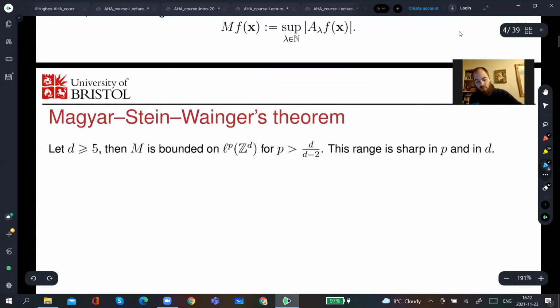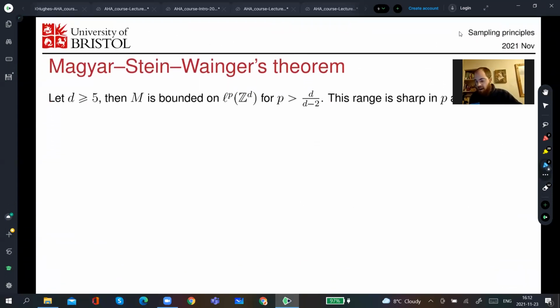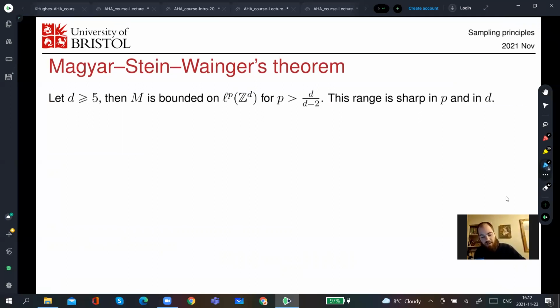Okay, we've been doing this for a while lately, so I'm not going to dwell on it. And the main theorem we want to prove is that as soon as you have 5 or more variables, this maximal function, studied first by Magyar, then Magyar, Stein, Wainger, and then subsequently by Ionescu, is bounded on L^p as soon as p is sufficiently large. And what sufficiently large means here depends on the dimension. So it's always greater than d over d minus 2, which is some exponent less than 2. Right, d over d minus 2 is less than 2 when d is 5 or more.